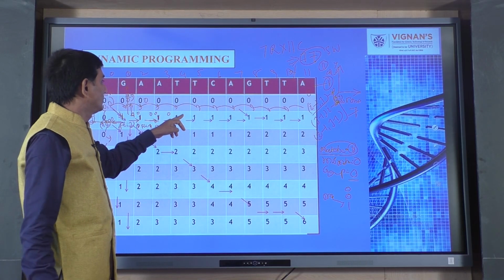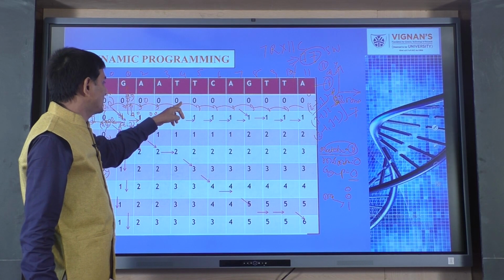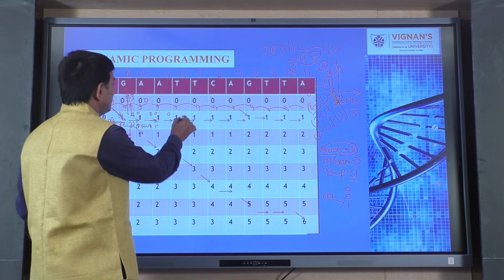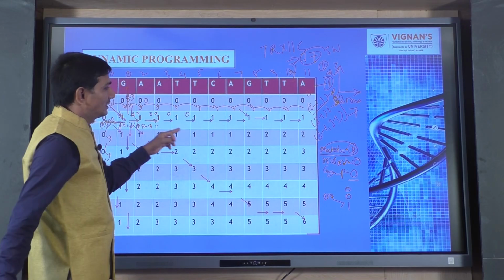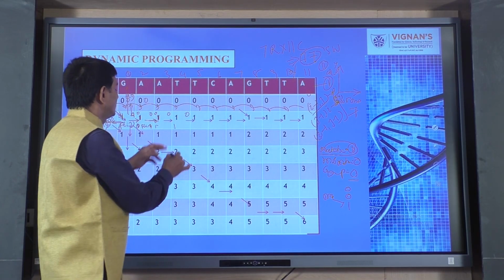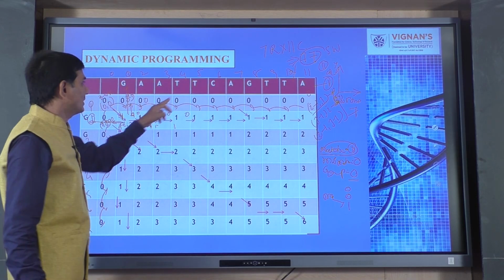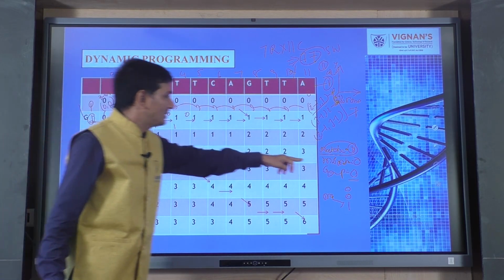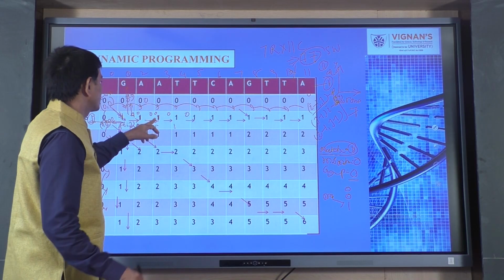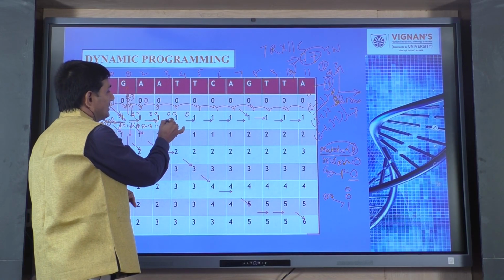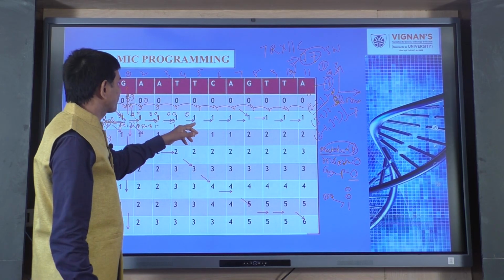Coming to this cell, change in row is 0, 0 minus 0 is 0. Similarly, change in column 1, 1 minus 0 is 1, change in both row and column value is 0, row coordinate is g, column coordinate is t. So, g versus t is a mismatch. So, another 0. So, the maximum value among these three is 1, that is change in the column.